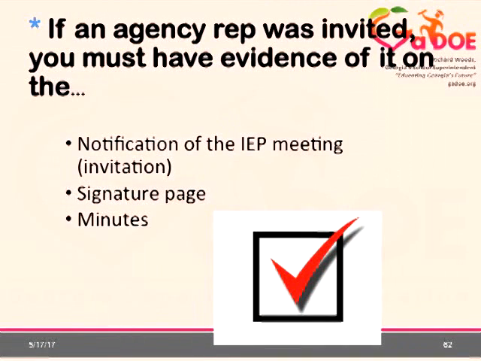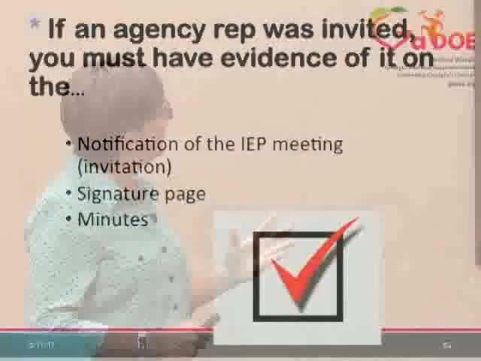Okay, number 9 on that checklist says if an agency rep was invited, you must have evidence of it on the notification of the IEP meeting, invitation, the signature page, or the minutes. And so just make sure it doesn't have to be for every student. Not every student needs an agency rep at their meeting, but make sure that you've considered it. And especially for your older students, it's very, very important that at some point in time they have been at least considered for vocational rehabilitation consulting or some other outside agency. And when you do that, you're making connections between the agency reps and the families and the student.